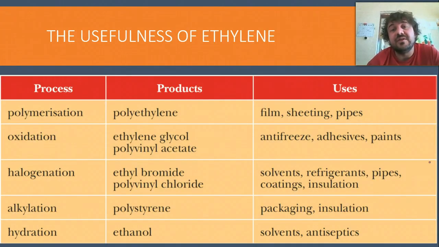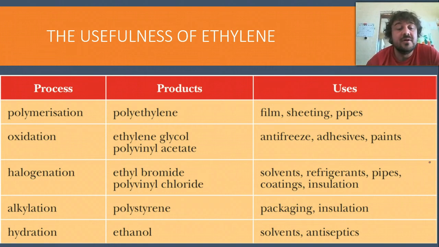So, usefulness of ethylene. Now, ethylene itself is actually quite useful, and that's why it's in such high demand, and this is why we need to crack our sources from, say, natural gas, the larger chains of hydrocarbons down to ethylene. We can polymerize it to make polyethylene, we can oxidate it to make ethylene glycol or polyvinyl acetate, we can halogenate it to make PVC, polyvinyl chloride, or ethyl bromide, which is really good as a refrigerant. We can alkylate it to make polystyrene.